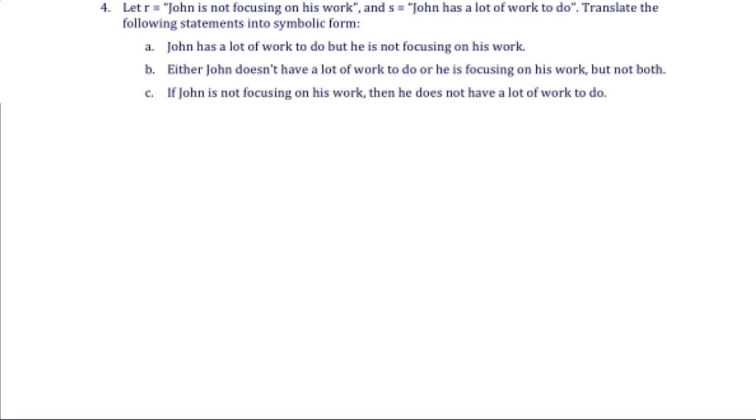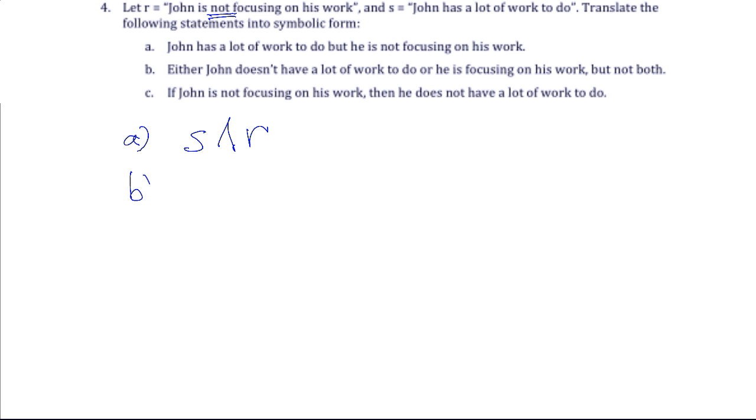And so we realize that when we have the word but like this, that really means and. It means both things are true. We're stating that both things are true, and so John has a lot of work to do is S. So for part A we have S, and he is not focusing on his work, and not focusing, already the word not is already in R, so it's S and R.